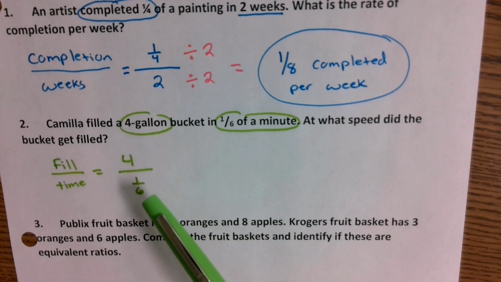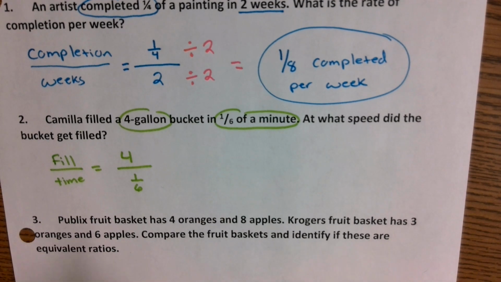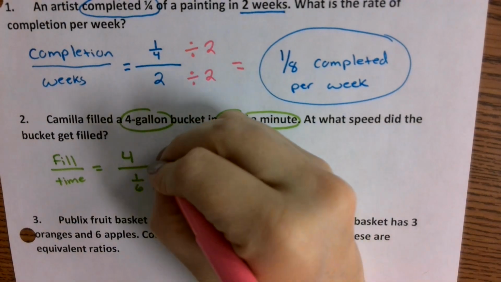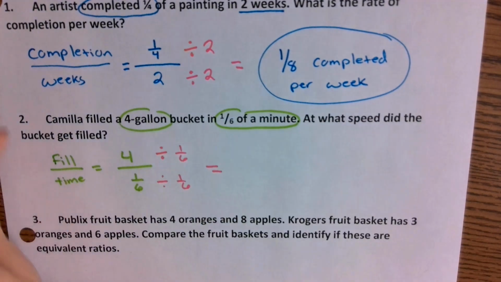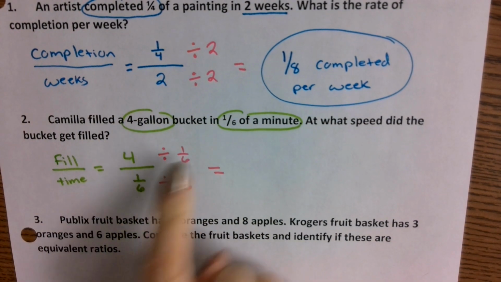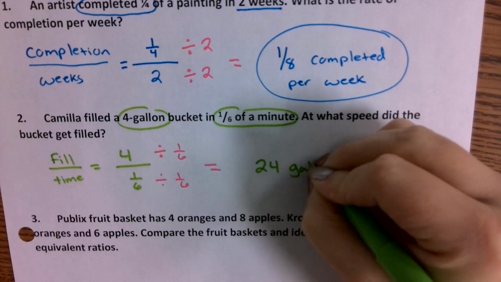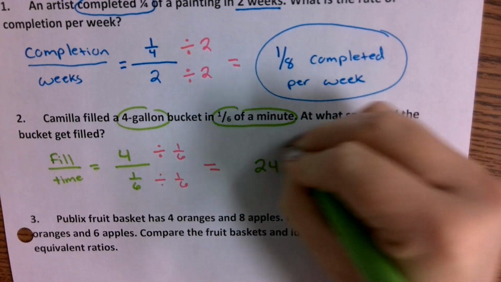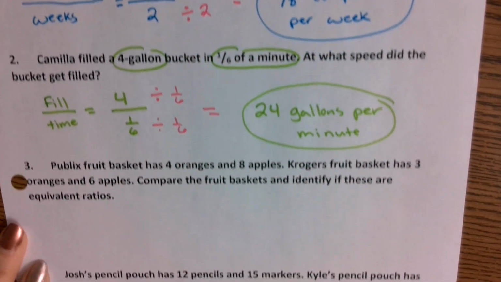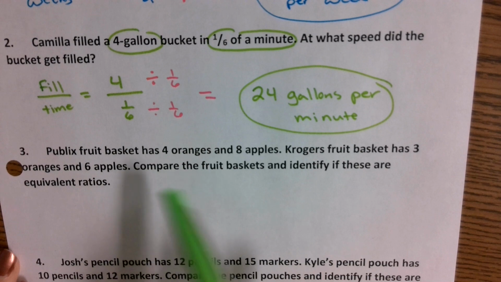So that's what you would be setting it up as: 4 over 1/6. What are we going to divide both values by now? What's our denominator? 1/6. So we're going to take 4 and divide it by 1/6, and take 1/6 and divide it by 1/6. If you do 4 and divide it by 1/6, what do you get? 24. Good. So this is going to be 24 gallons per minute.